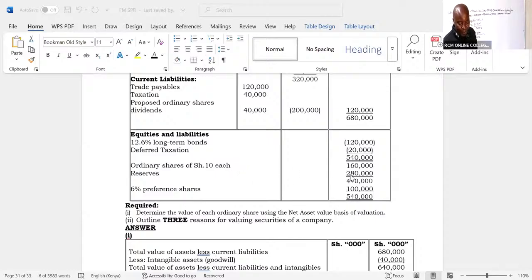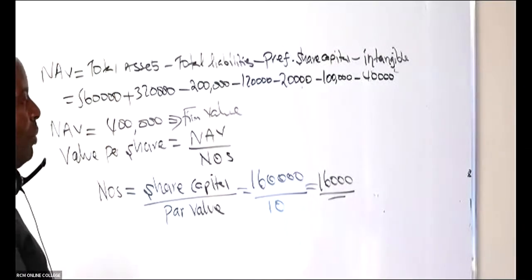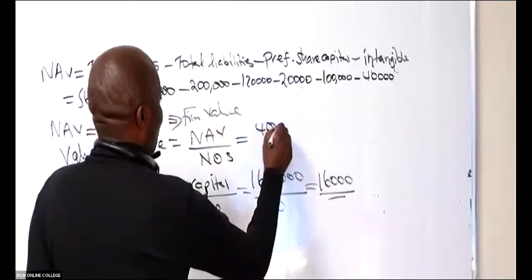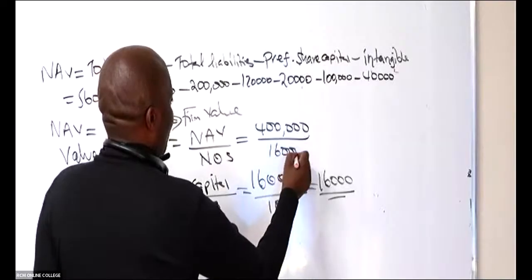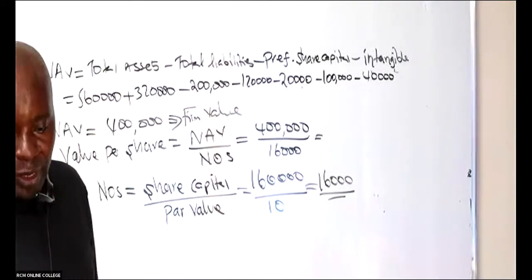And you can see here, it is coming to how much? 280,000? No, 160,000. Ordinary share capital is 160,000. So 160,000 divided by 10 will end up giving me 16,000 shares. Once you get that, my good friends, you'll be able to come here and give us the NAV of 400,000. You divide this by 16,000 shares, which will end up giving me what value at the end of the day?